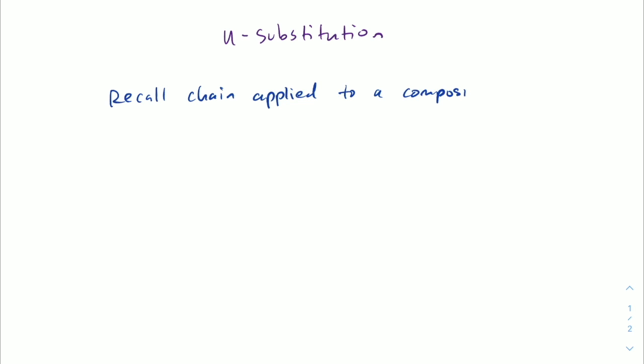Okay, in this video we're going to talk about u-substitution. Now u-substitution is a reversal of the chain rule. So let's recall the chain rule applied to a composition of functions where the outside function is a power function.